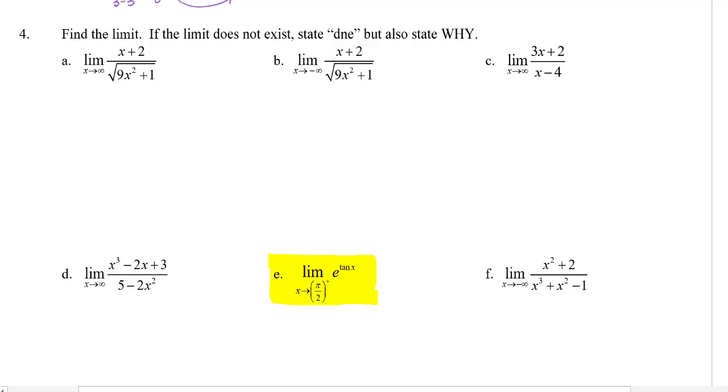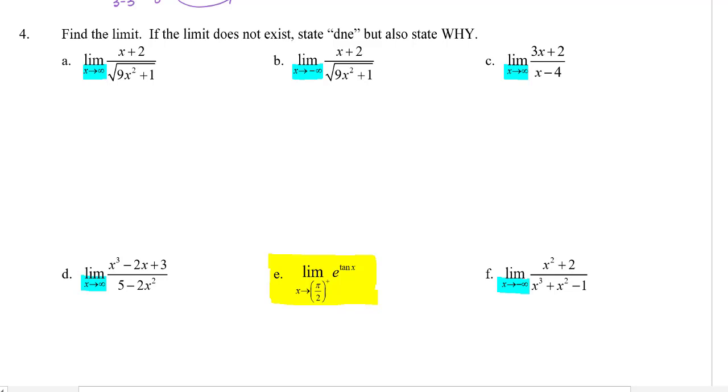Look at the limits. Question A is asking as x approaches infinity. B is as x approaches negative infinity. C is x approaches infinity. D is x approaches infinity. F is x approaches negative infinity. Those are all long-term or end behavior type questions. What is the graph doing at the ends of the graph? Those will be linked to our horizontal asymptotes.